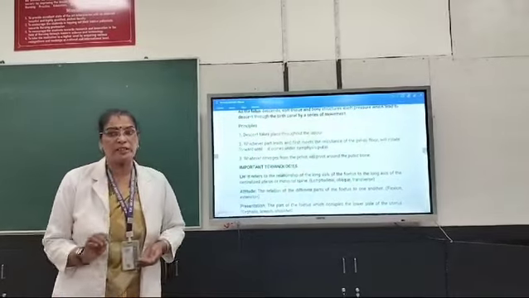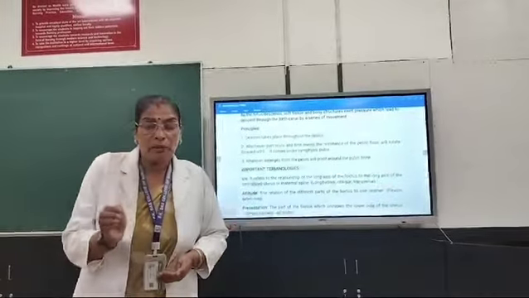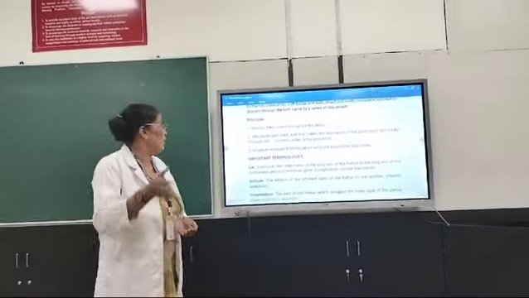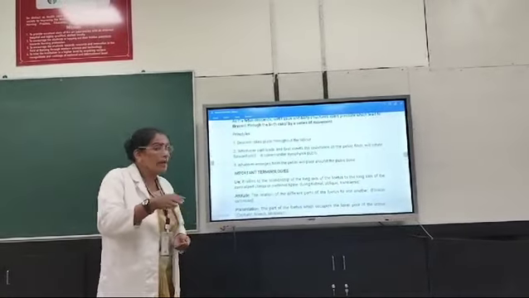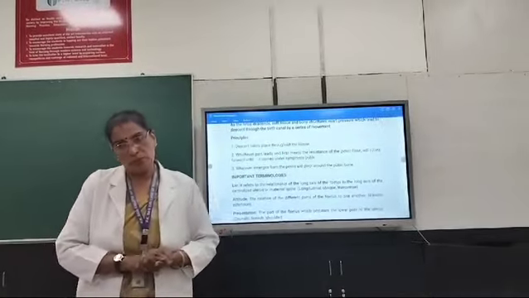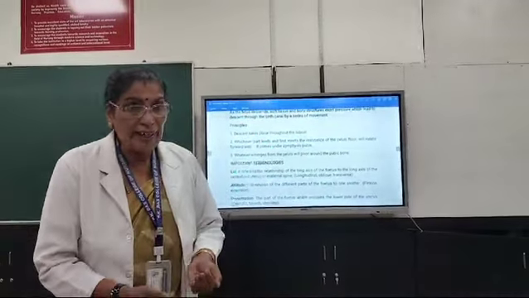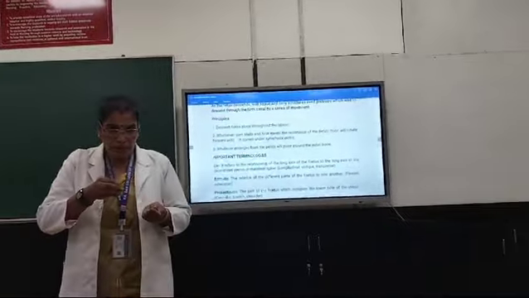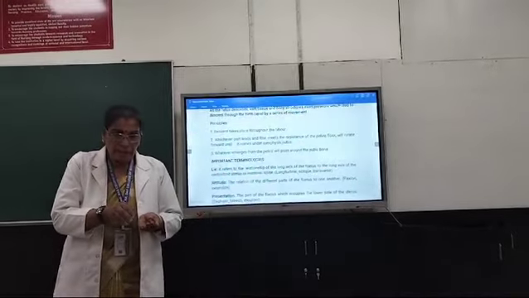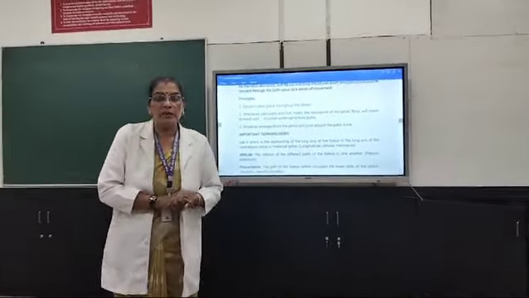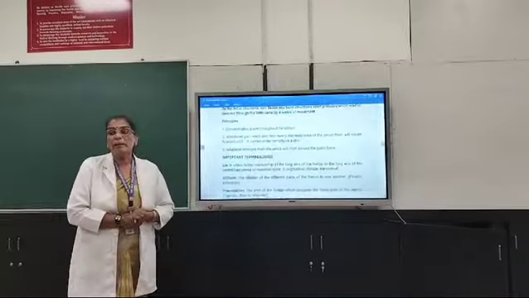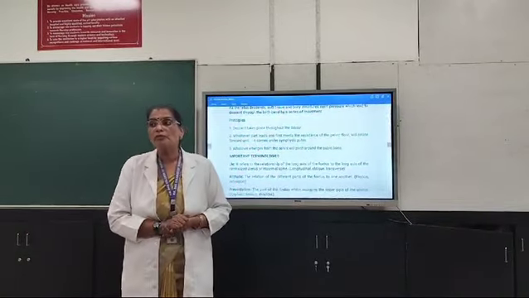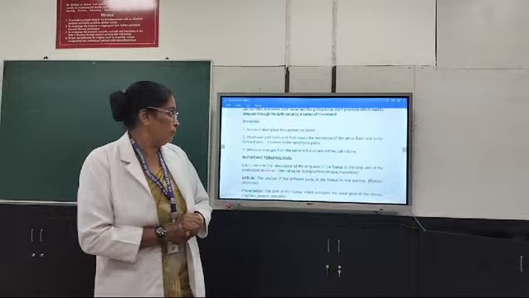Next is the third step. Whichever part emerges from the pelvis will pivot around the symphysis pubis. That means the head has descended and it is under the symphysis pubis. It will come down like this and pivot around the symphysis pubis. These are the main three principles of the normal mechanism of labor.